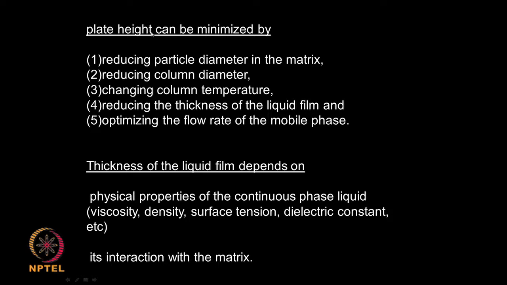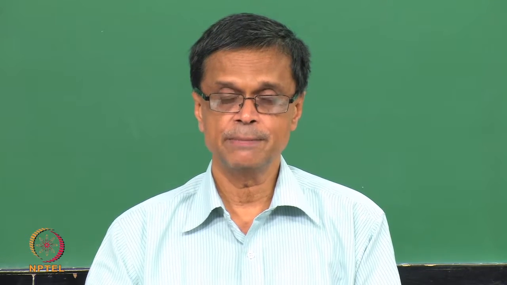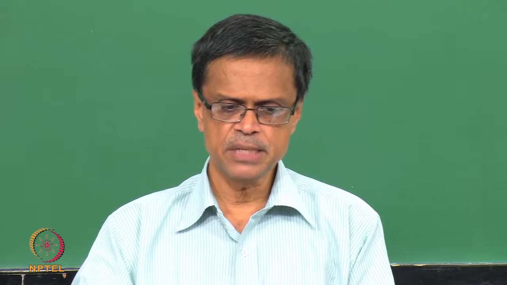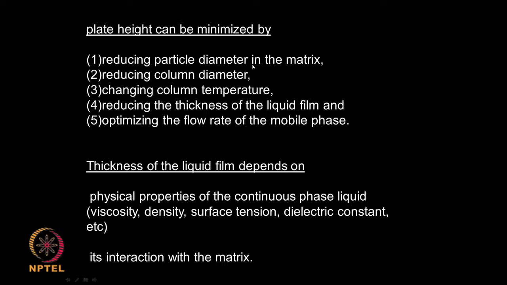So, there is something called plate height. If you have a number of plates, and you have plate height, if you multiply it together, that will give you an idea of the length of the packed portion. So, plate height can be minimized by reducing particle diameter. Okay. Smaller the particle, better is the separating efficiency.